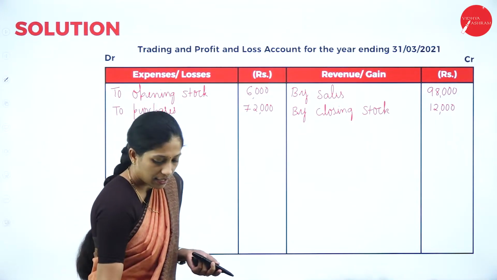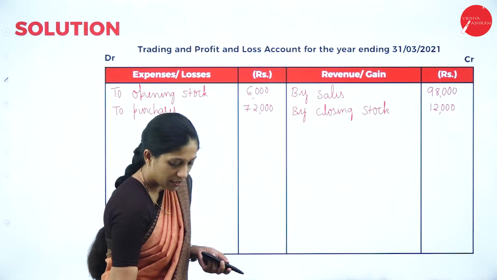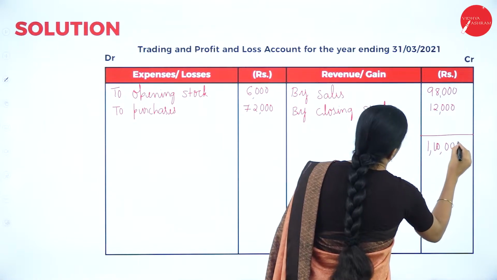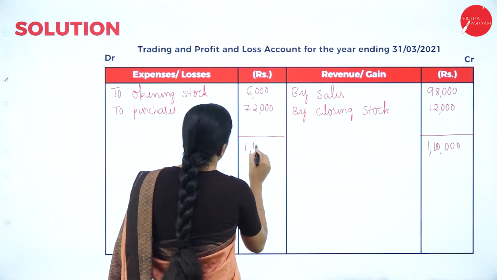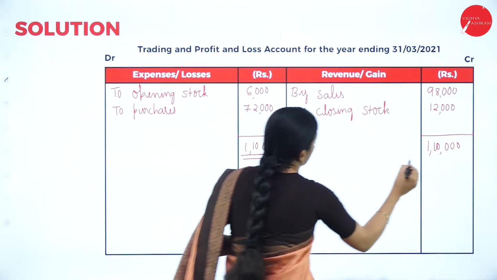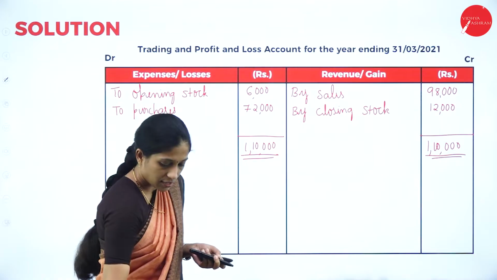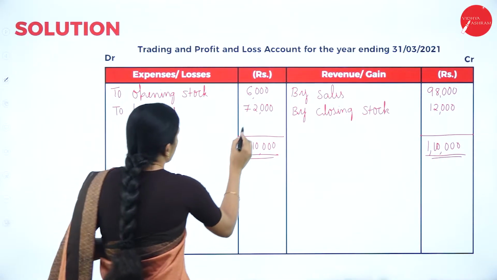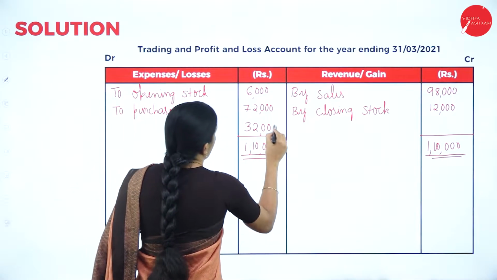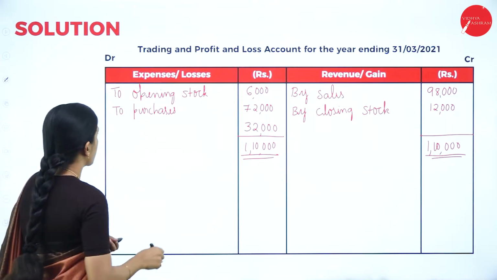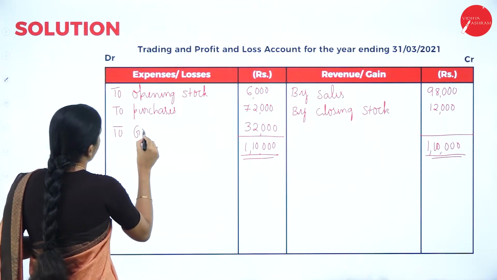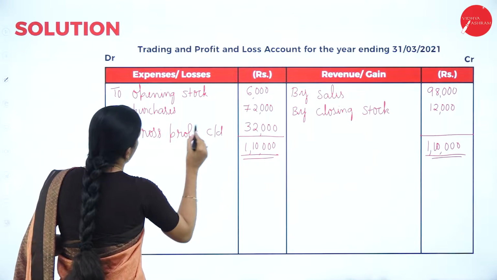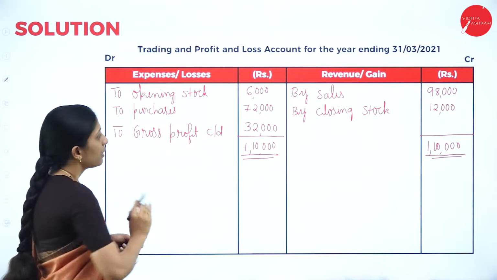So, we shall balance 98,000 plus 12,000. So, it will be 1,10,000 on both the side. Minus 6,000, minus 72,000. So, it will be 32,000. So, your income or revenue was more than your expenses. So, what it is? To gross profit carried down. So, this will be the balancing figure. Now, we are done with the trading account.